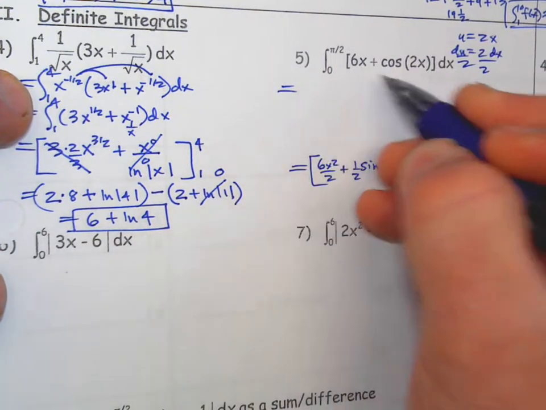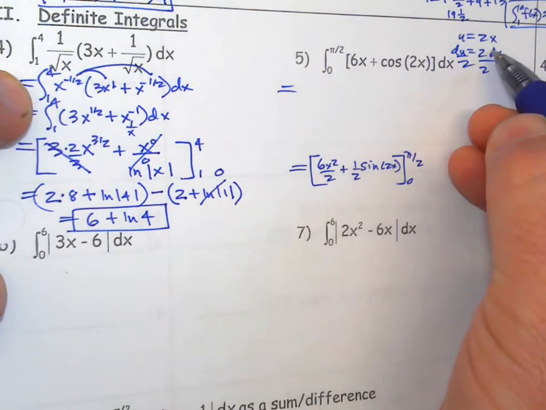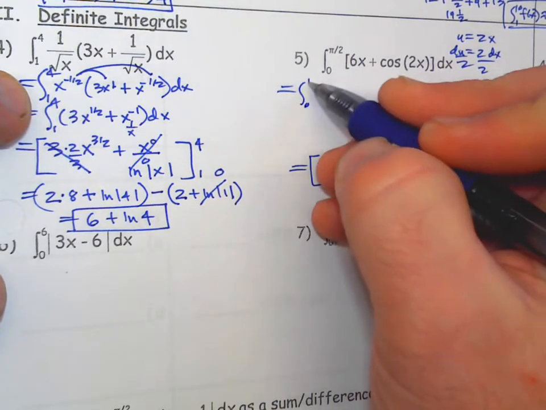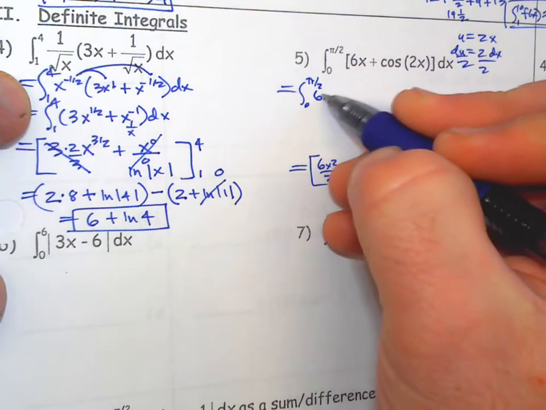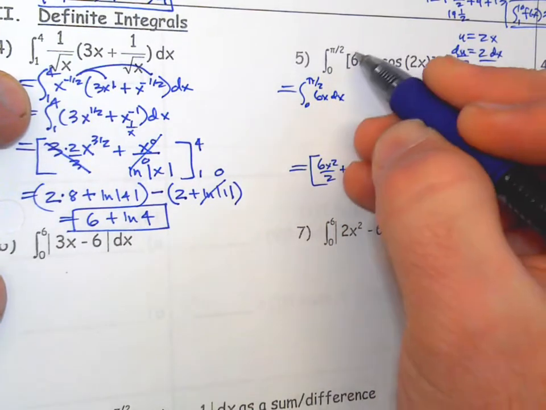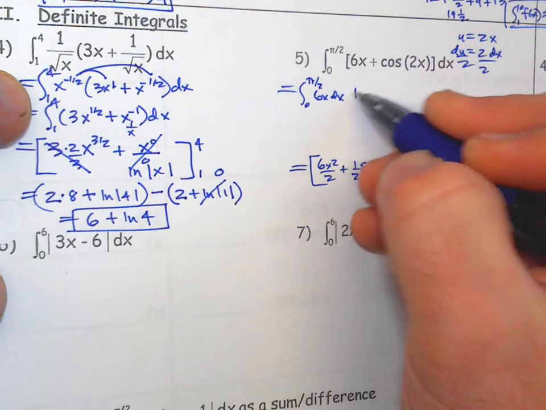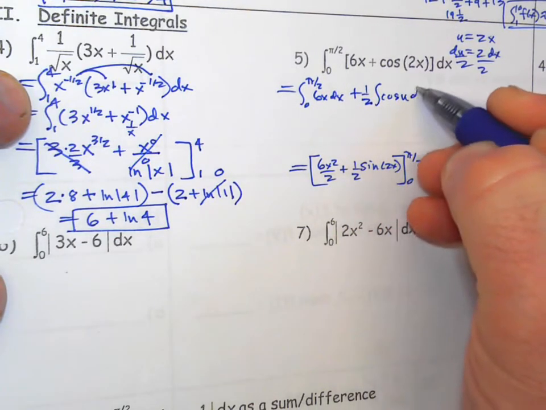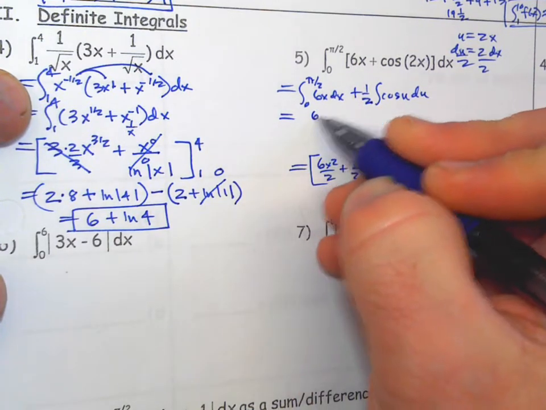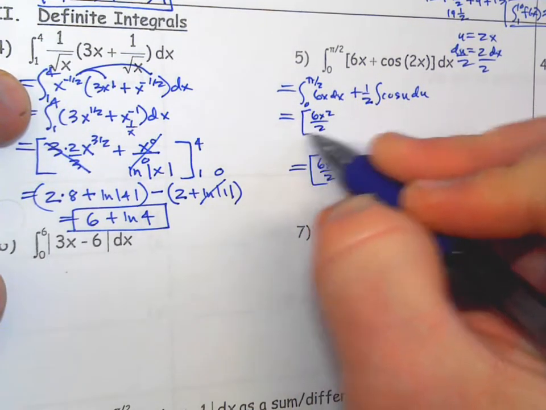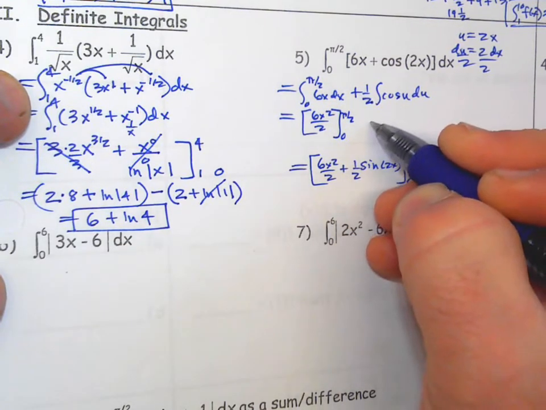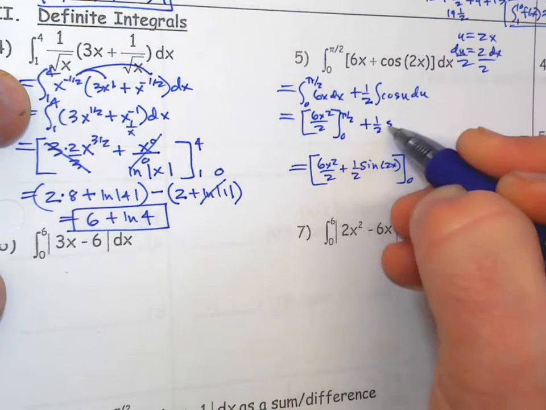Now, when you do the u substitution, this should not involve the u substitution. You could make it happen, but it's going to be hard, and you're probably going to mess it up. This guy, we should just integrate on its own. It doesn't need anything special. We can integrate term by term. Okay, now this is the one that has the 1/2. And now it's going to be cosine u du. All right, so then the antiderivative of this is 6x squared over 2. And then the antiderivative of this is going to be 1/2 sine u.